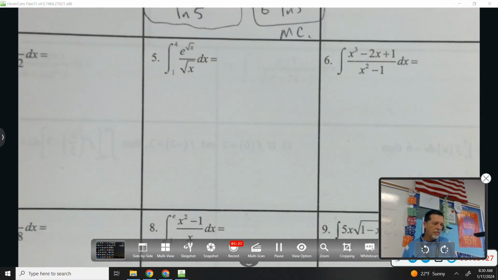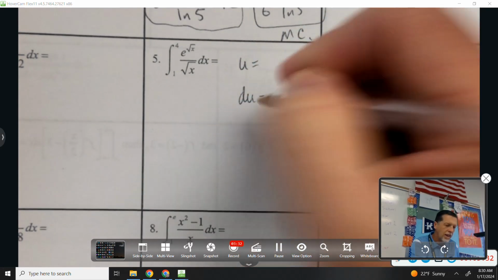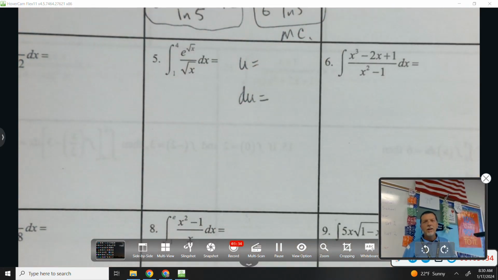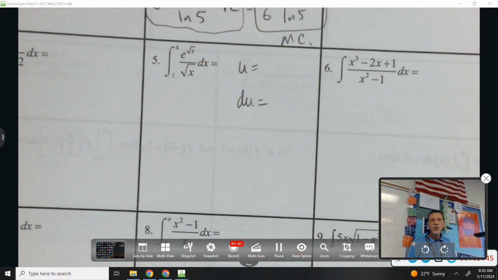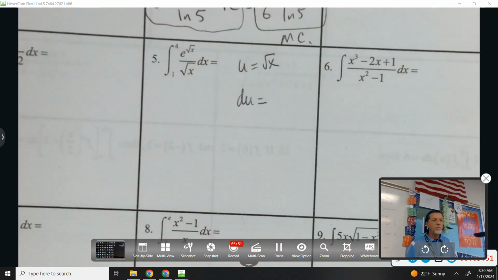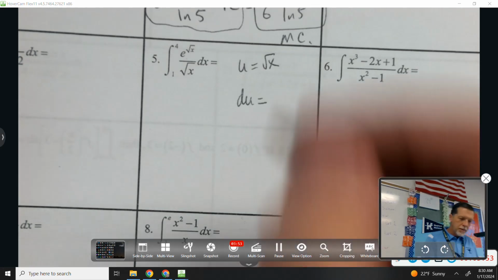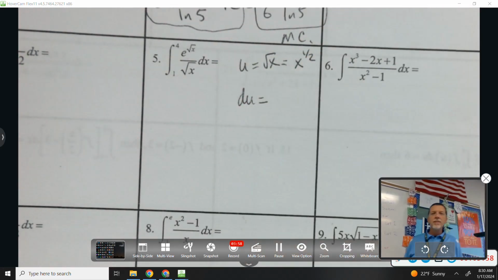All right, number 5. Again, sort of recognizing big picture what's going on and then picking u and du, and all of that sort of goes together. So thoughts on what u should be? Let's do square root of x because then it's e to the u, and hopefully this is an e to the u problem. I don't really like square roots, so I'm going to just rewrite that as x to the 1/2.